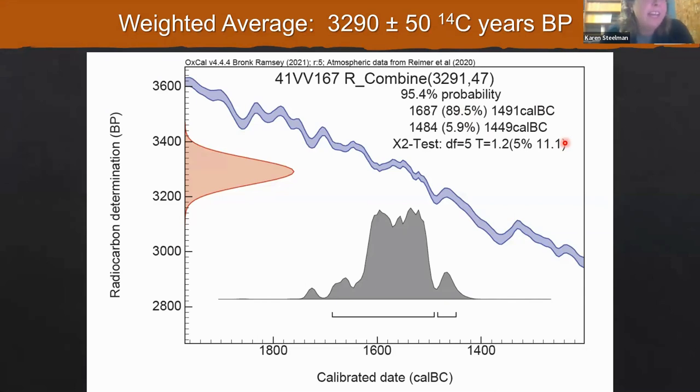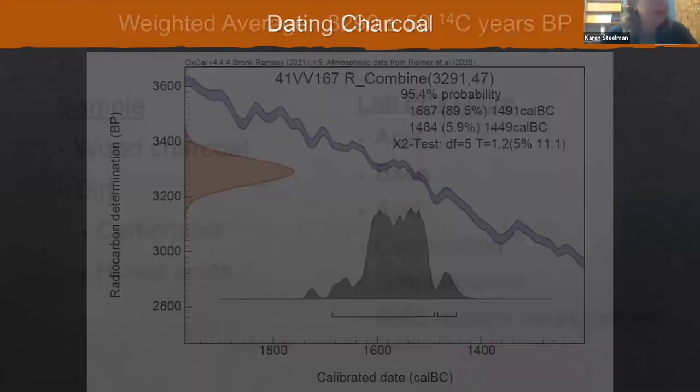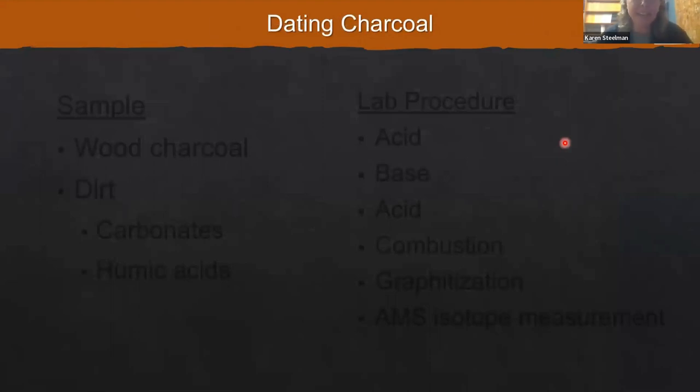So, okay, I know I'm going fast, but I've given a quick primer on theoretically how we get a number. But what are we doing in the lab to get an age? What are we physically doing? Let's say that you have a piece of charcoal from a hearth that somebody's excavated, and they want to know how old this fire hearth was. How old is that charcoal? With wood charcoal, you're dating the age of the tree.